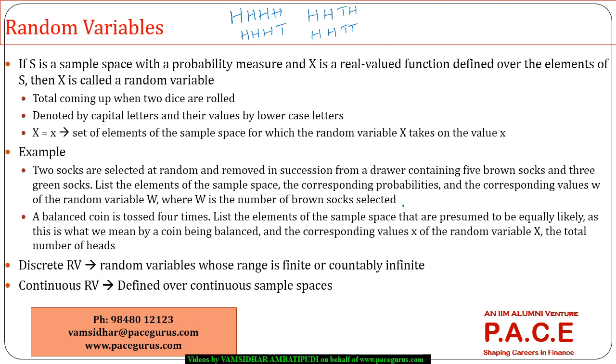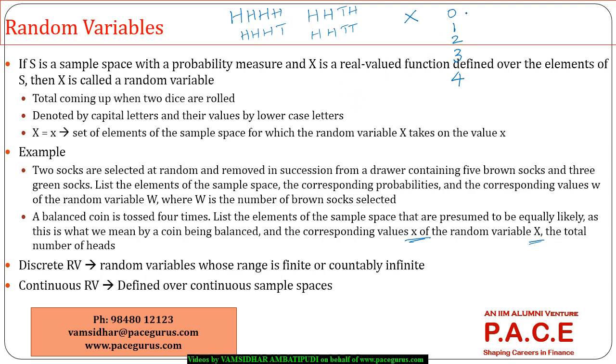List the elements of the sample space that we presume to be equally likely, and the corresponding values x of the random variable X, the total number of heads. Okay. So I require the total number of heads. So X is a random variable which takes the total number of heads. So X can take any one of these possible values. X can be 0 heads, 1 head, 2 heads, 3 heads, or 4 heads altogether.